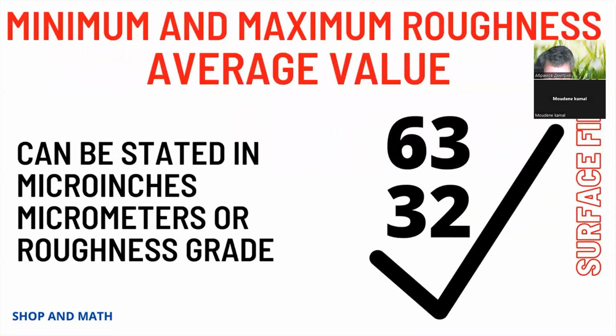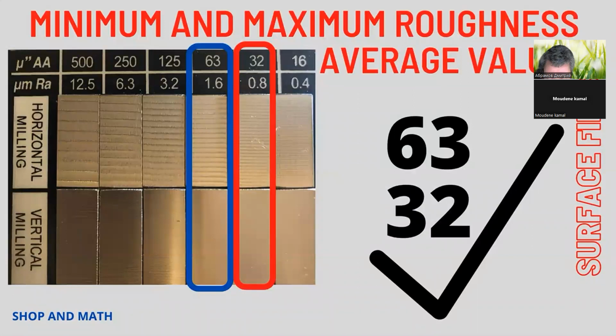Minimum and maximum roughness average value. This can be stated in microinches, micrometers, or roughness grade as well. By using the visual comparator gauge, if you take a look, the red would be the minimum and the blue would be the maximum roughness. So in other words, as long as you're between these two finishes, your part would be approved.